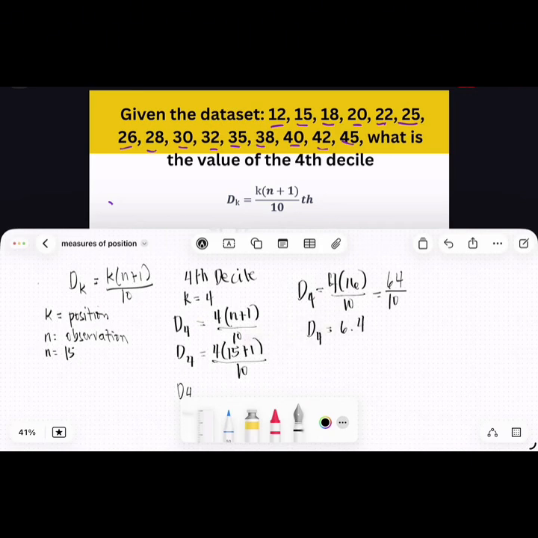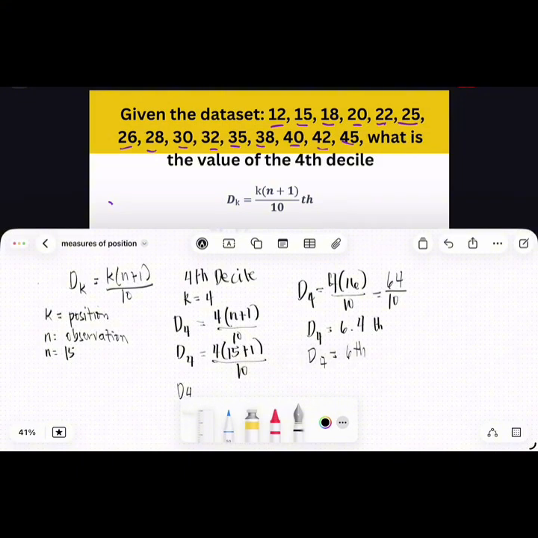Okay? So since fourth decile is 6.4, that is the 6.4 position. Now, for decile and percentile, we are going to use the standard rounding off process. So since the digit next to 6 is 4, automatic round down. So the decile 4 is equal to the 6th position.